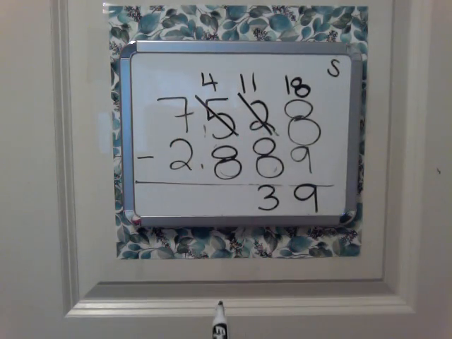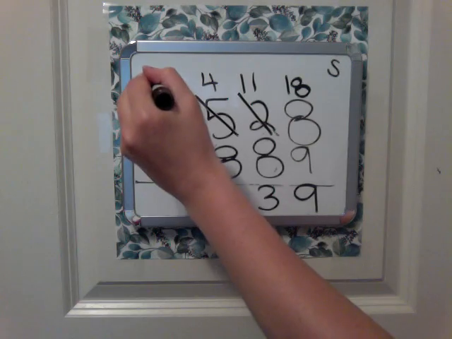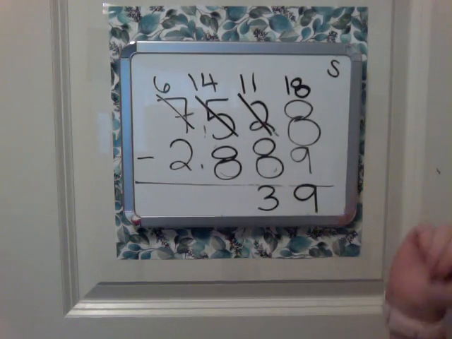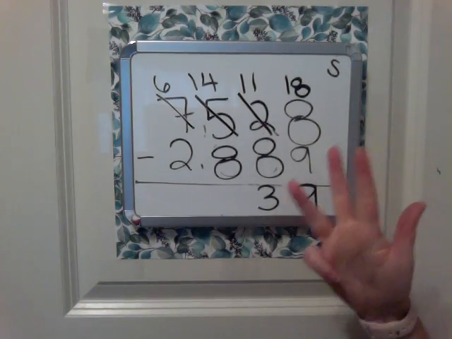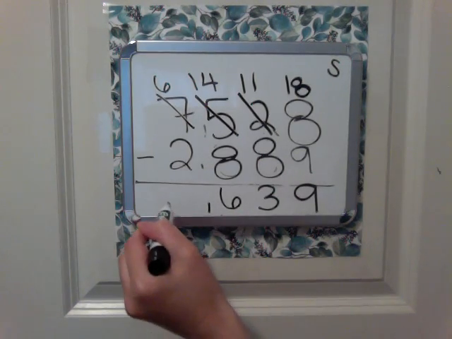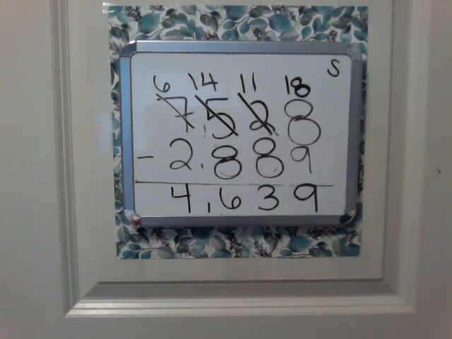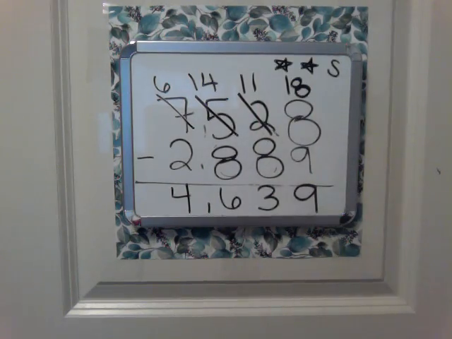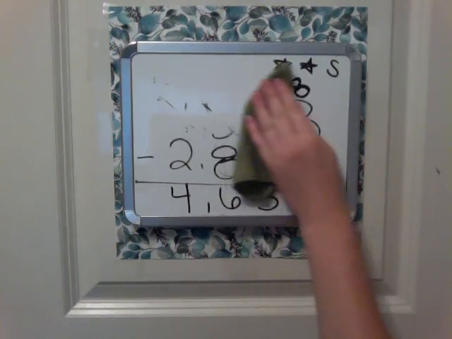We regrouped the thousands, so we have 4 hundreds. We have 6 thousands, 14 hundreds, 14 minus 8, count up again, 8, 9, 10, 11, 12, 13, 14. That's 6 thousands, and 6 minus 2 is 4. Your final answer should be 4,639. Give yourself a star for the answer, and give yourself a star for showing your regrouping.